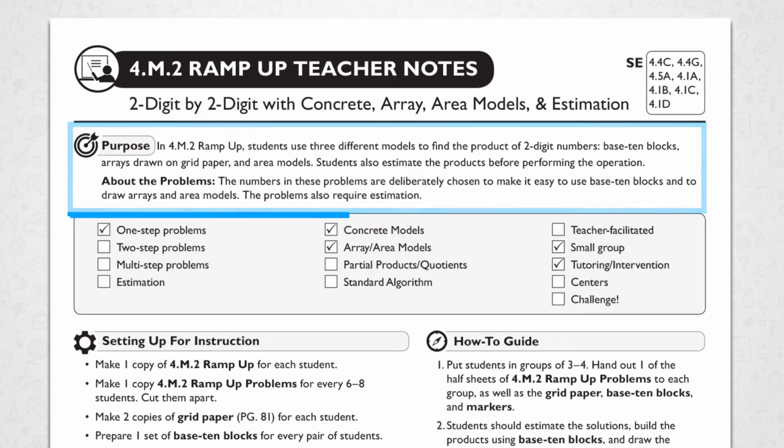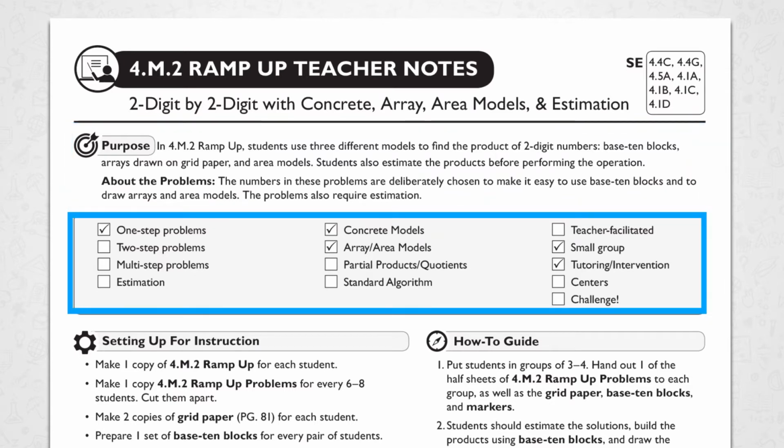And then there's check boxes. The check boxes tell you different kinds of things that are included in the activity. So for instance, this activity is one-step problems only that uses concrete models and array or area models, and it's appropriate for small group instruction or tutoring and intervention.